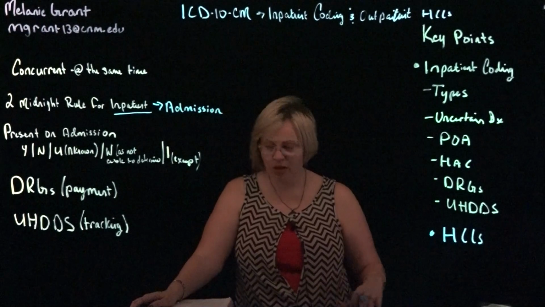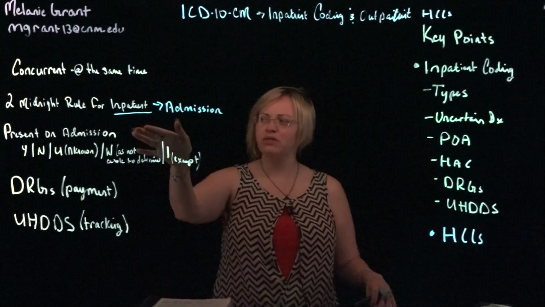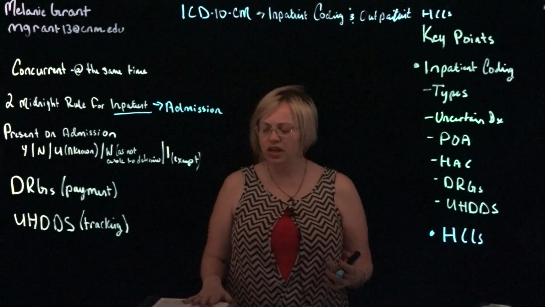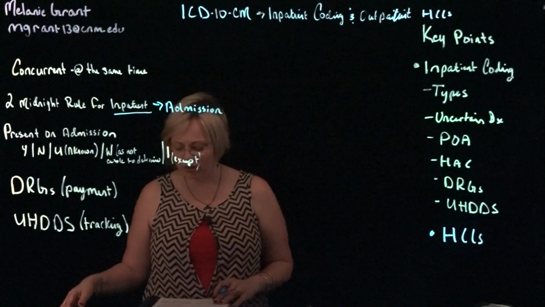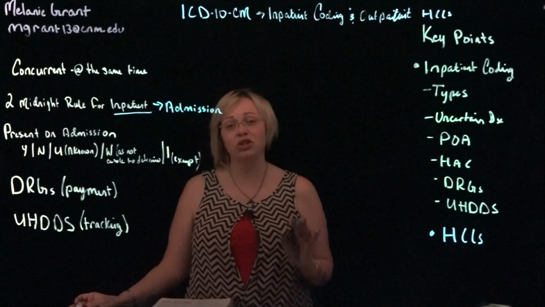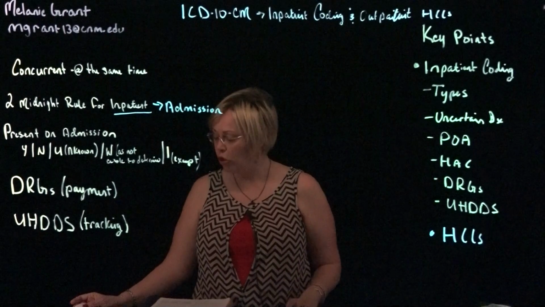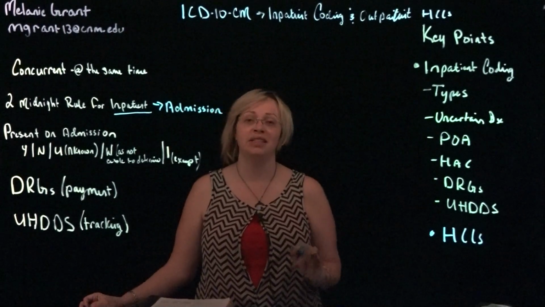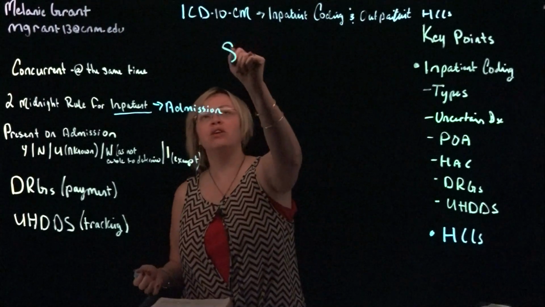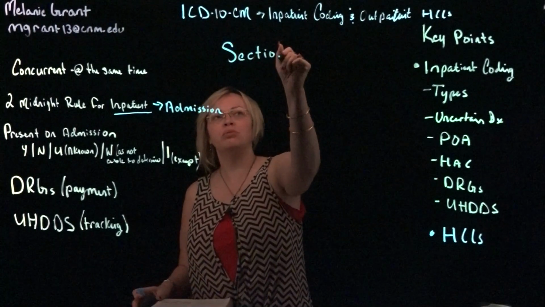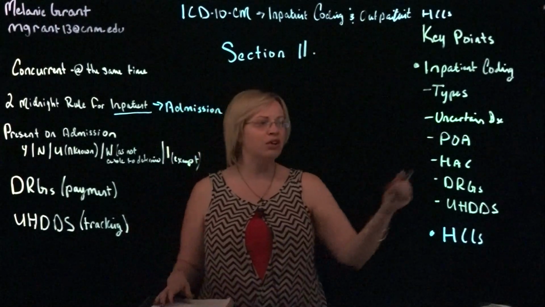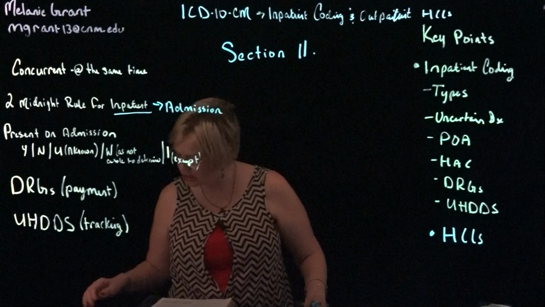Okay, so let's talk for a second about how we identify some of the guidelines. In your ICD-10-CM book, you'll find guidelines for inpatient coding starting on page 30 of this edition, or Section 2 of your ICD-10-CM official guidelines. Section 2 is where you're going to find all the information about selecting your principal diagnosis. And this goes into some of the details like uncertain diagnoses.